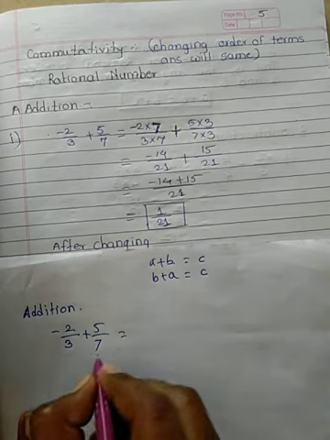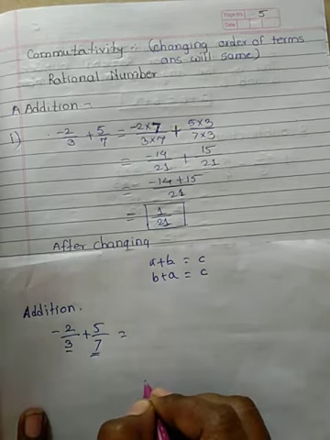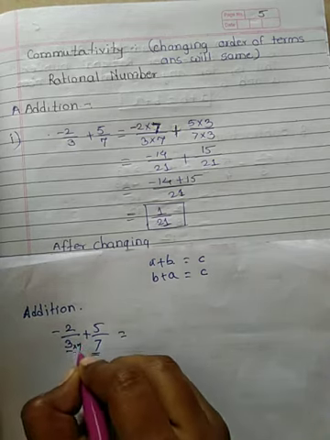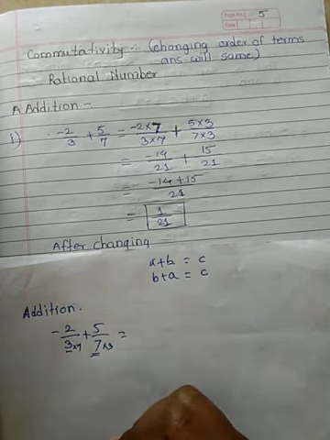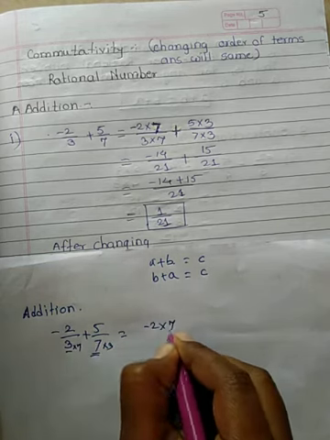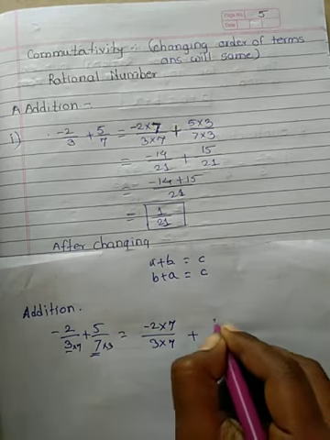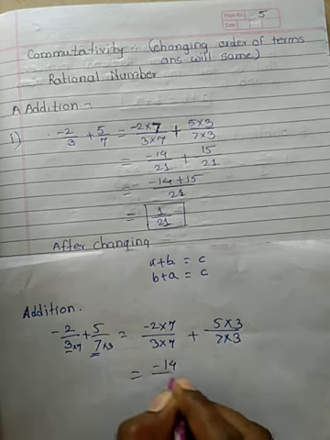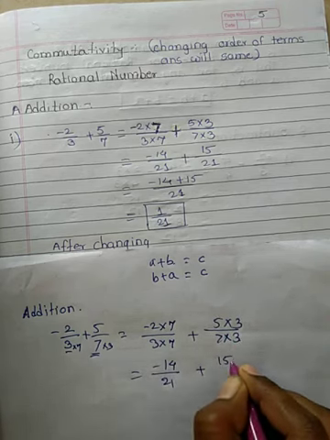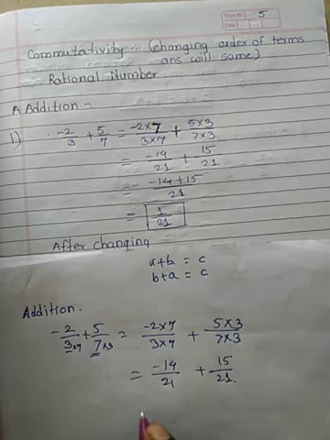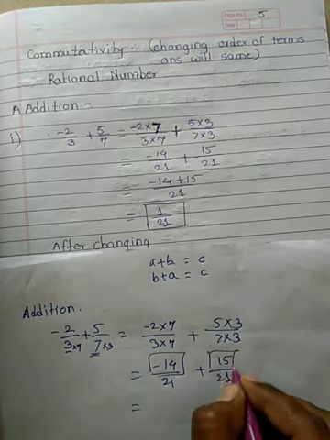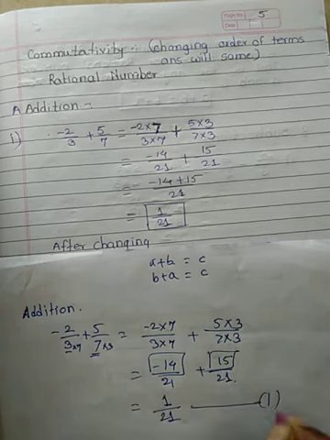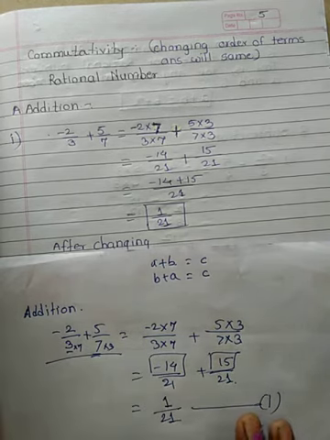Now, 3 and 7 are both prime numbers, so no common factor will be there. So directly you have to multiply 3 by 7 and 7 by 3, then you will get the same denominator. So minus 2 into 7 over 3 into 7 plus 5 into 3 over 7 into 3, that is minus 14 divided by 21 plus 15 divided by 21. Now minus 14 plus 15 means 1, so 1 upon 21.